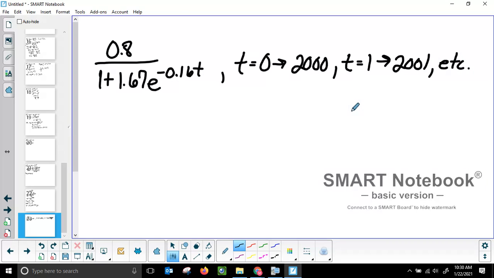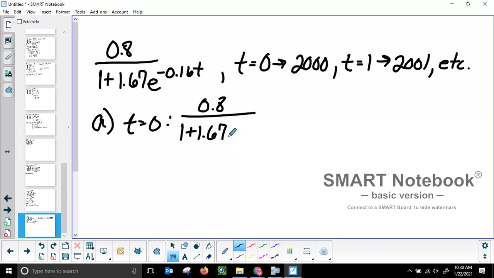Right, what proportion of new computers sold in 2000 utilized Windows 2000? So, since we want to know the number of computers using Windows 2000 in 2000, that just means t equals 0. So I just plug 0 into here. 0.8 over 1 plus 1.67 e to the negative 0.16t. Well, sorry, we wouldn't put a t there. We'd actually plug 0 in.